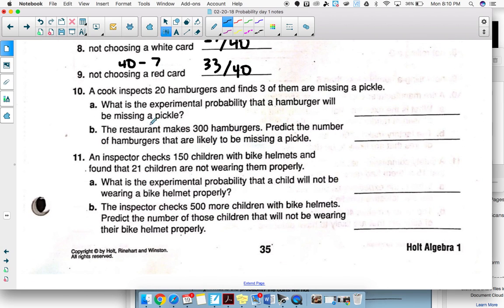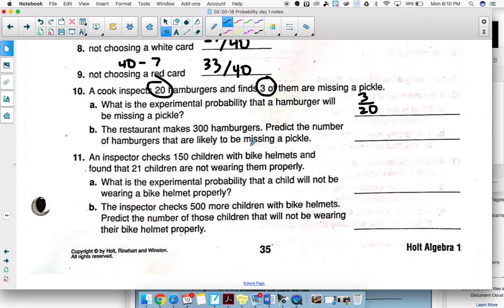Okay. On number 10, it gives us the total amount inspected, and it gives that 3 of them are missing. So the experimental probability would be how many fit the situation. If it's missing a pickle, they said there was 3 out of 20 of those. So the experimental probability would be 3 out of 20.